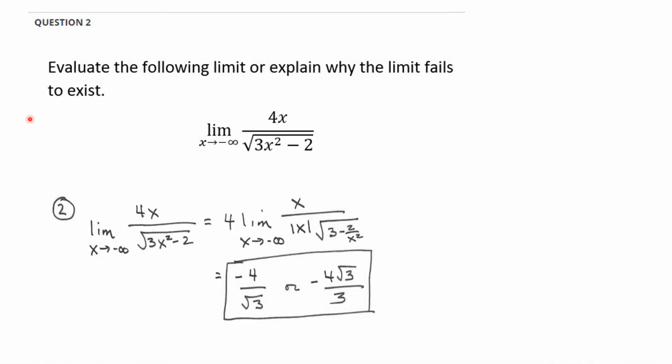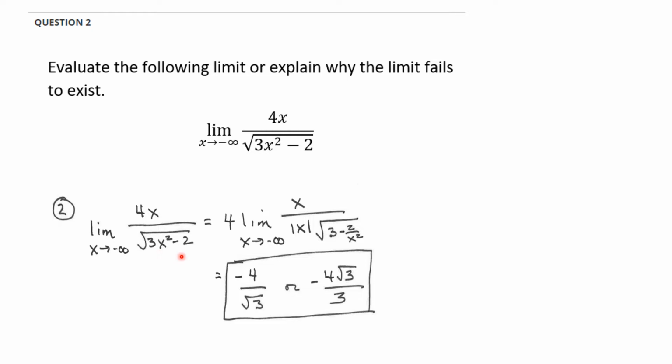Question number 2 said, evaluate the following limit or explain why the limit fails to exist. This was the limit as x tends to minus infinity of 4x over the square root of 3x squared minus 2. We did examples like this in class. But the way to proceed is to pull the 4 outside of the limit, and we're also going to factor the square root of x squared down here.